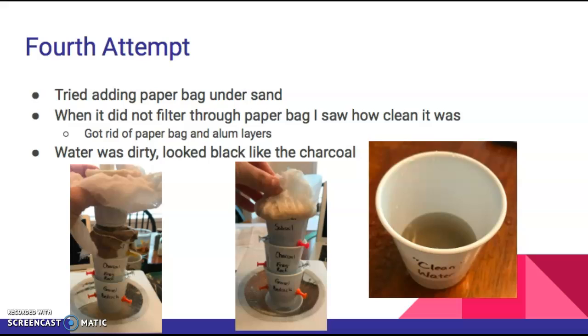However, whenever the water was not filtering through the paper bag, I lifted up that layer and I saw how clean it was after just going through the sand. So what I did was I got rid of the paper bag and I got rid of the alum. So what happened was the water was still dirty and it looked a little bit black, more so than the other attempts, and it was kind of like the color of the charcoal.